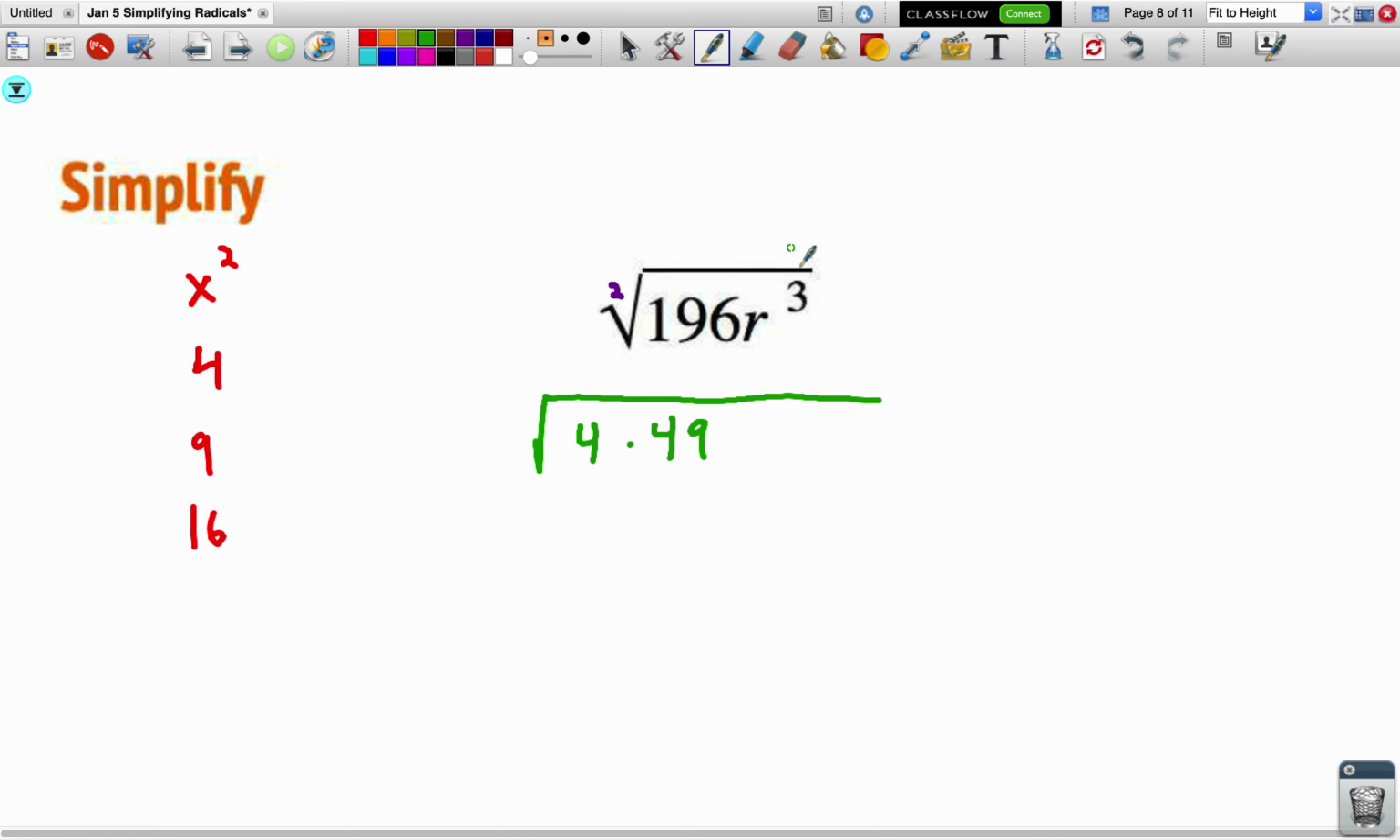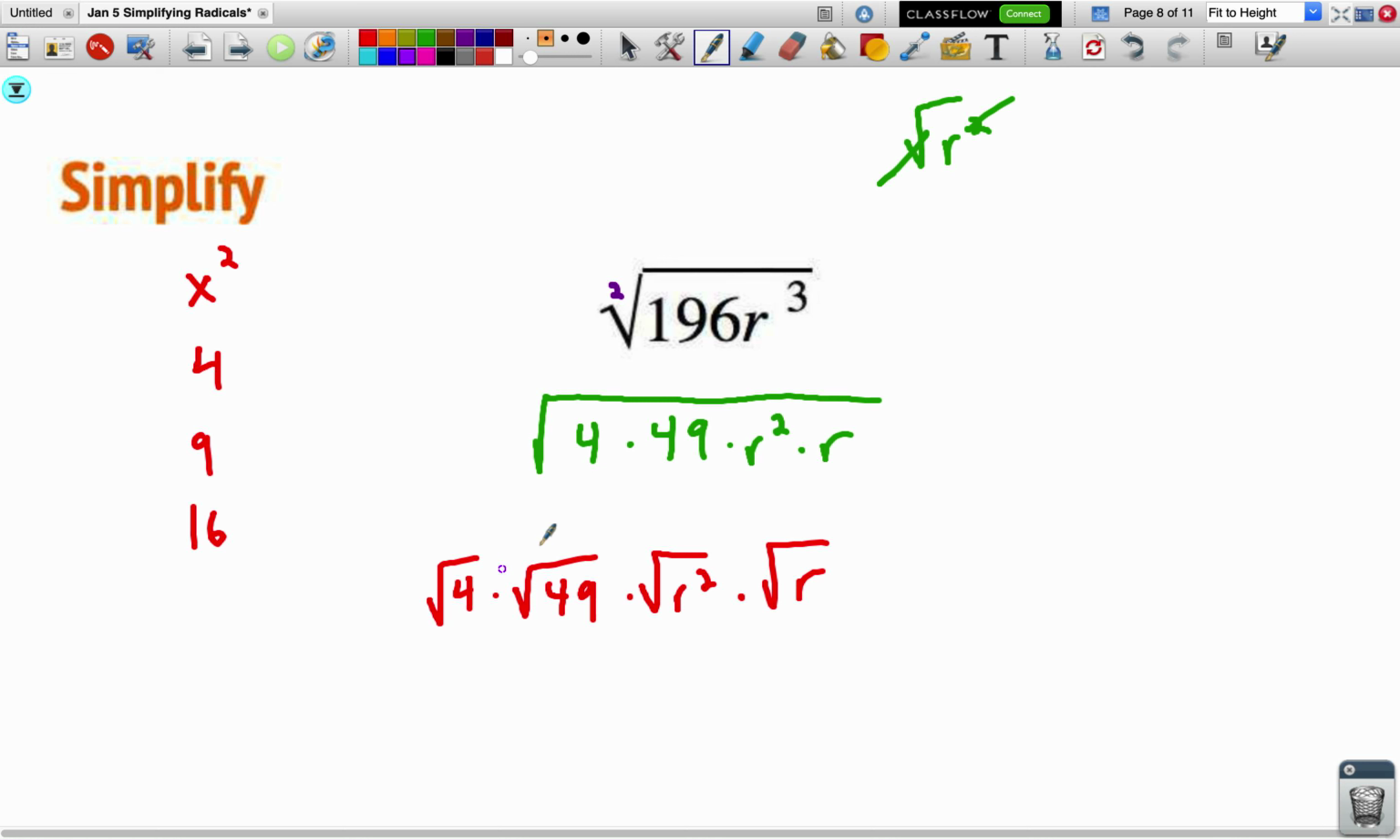Now what do we do with this r cubed? Well, a square root can only cancel out an r squared. It can't cancel out a cubed. But one thing I could do is rewrite that r cubed as an r squared times an r. Now there's still 3 r's here, so it's still equivalent. But the square root will be able to cancel out this squared. Unfortunately, this r will be left behind. Okay, now let's distribute our square root. So square root of 4 times the square root of 49 times the square root of r squared times the square root of r.